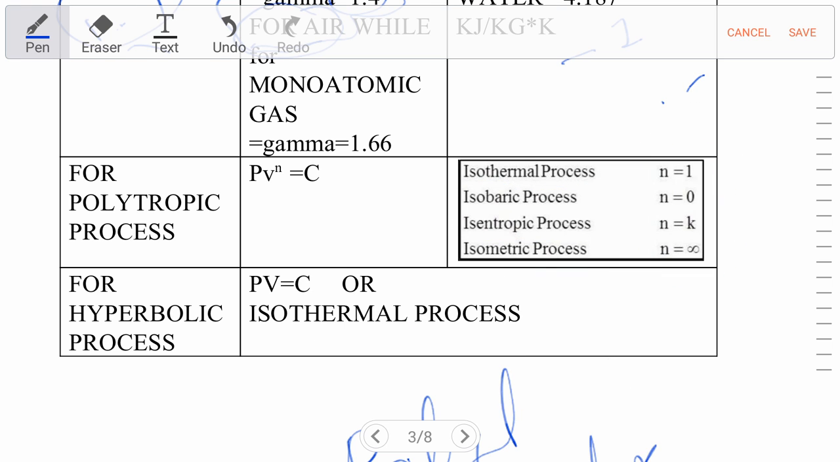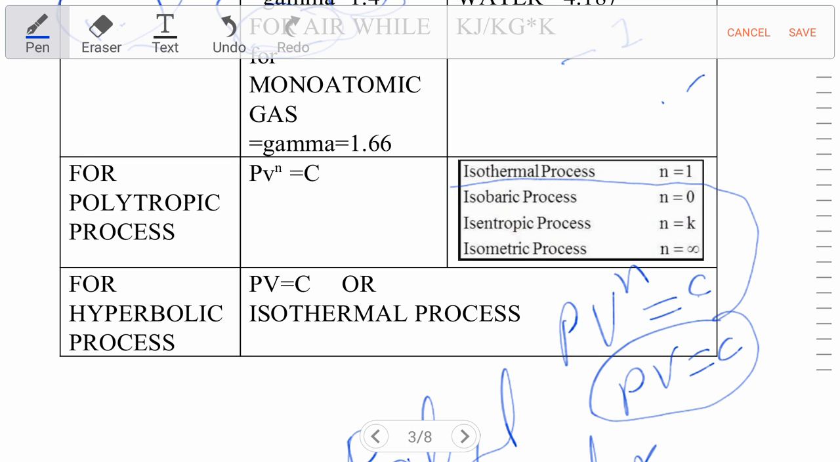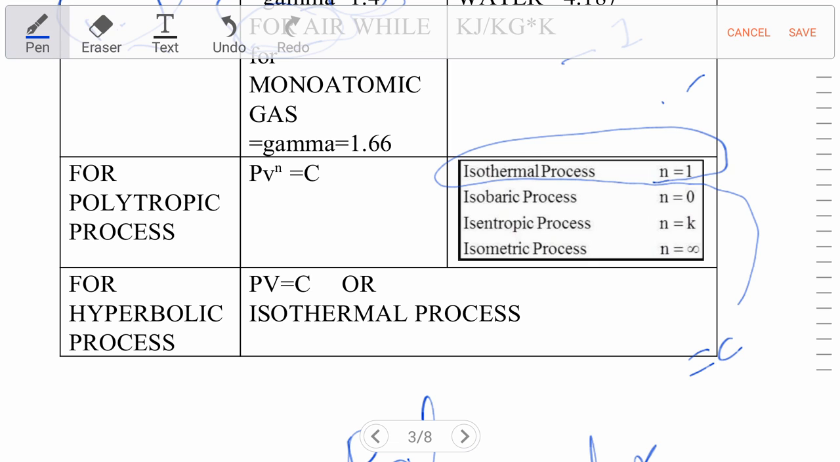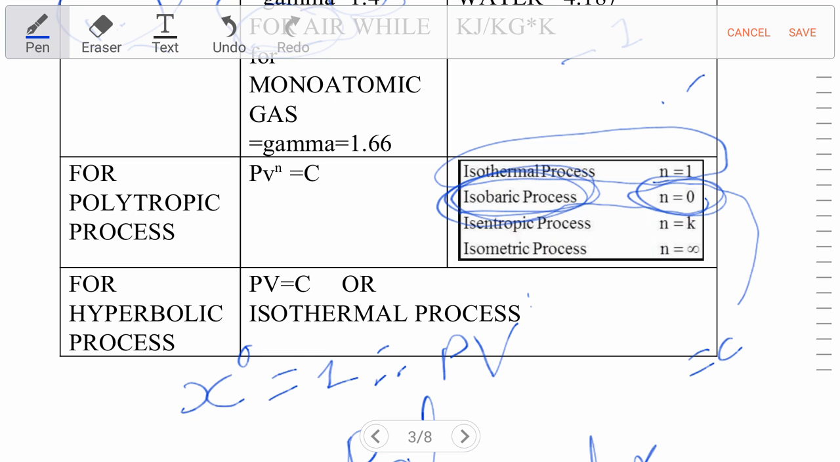Over here, if we put n equal to 1, then we have constant value PV equal to C, and this is known as the isothermal process. Isothermal process is also known as hyperbolic process, because in a hyperbolic process the product of pressure and volume will remain the same in any expansion or other process. So isothermal and hyperbolic are both the same. Now for isobaric process, if we put n equal to 0, anything raised to 0 is equal to 1. So pressure and volume raised to 0 is equal to constant, so P will be constant. So our process will be the isobaric process.